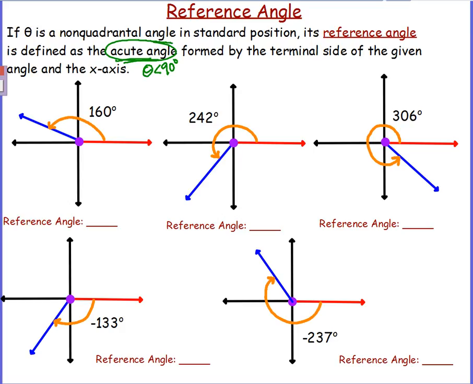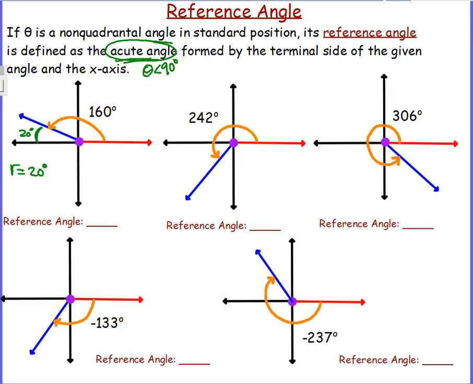So if I have 160 here, my reference angle is going to be right here. And we need to think about, okay, well, how much to get to 180? Well, I need 20 more to get to 180. So 20 degrees is my reference angle. So I'm just going to put r equals 20 degrees. And that r is just what my reference angle is.